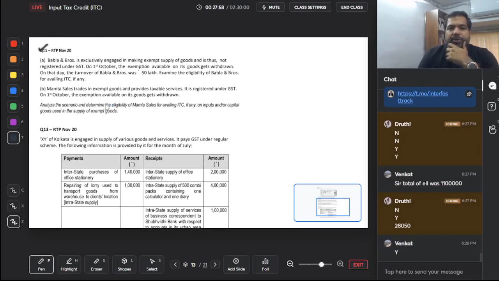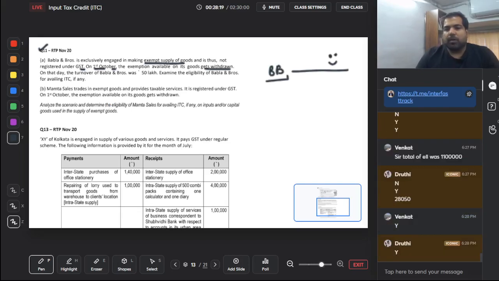This is an RTP question. B and Brothers is exclusively engaged in making exempt supply of goods and is thus not registered under GST. Guys, if you are only making exempt supply, do you have to register under GST? No. On 1st October, the exemption available was withdrawn. Guys, now is the government going to be very happy? Yes, from 1st October. On that day, the turnover of B and Brothers was 50 lakh.